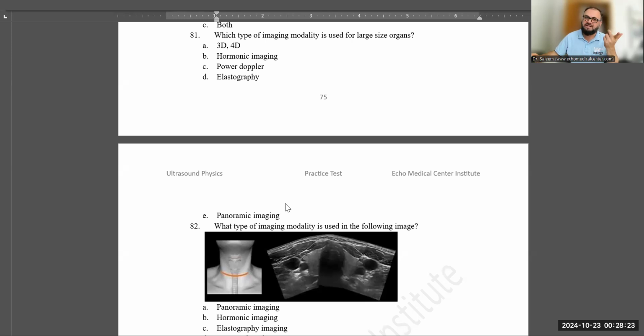Exactly correct. So it will be panoramic imaging. That is the correct answer. Absolutely correct. Let's do the next question.